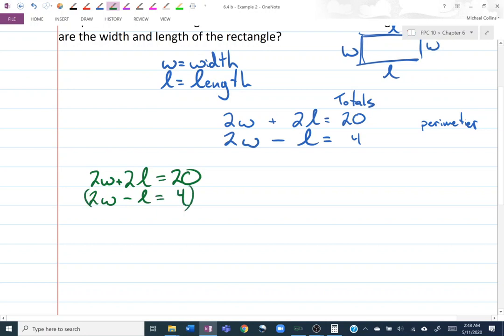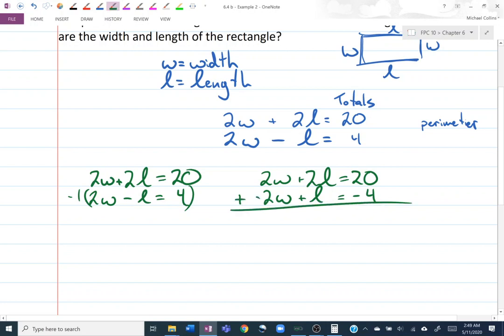I think if I multiply the bottom one by a -1, I'm going to keep the top line the same. And my next line becomes -2w plus the length is equal to -4. And then I'm going to use my addition method. I'm going to add them together. My 2w minus 2w is going to be my 0. My 2l plus l is a 3l. And my 20 minus 4 is going to be a 16.